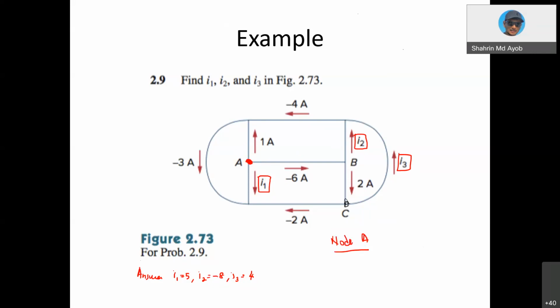All the current entering must be positive, and current out must be negative. Right now, there is no current entering, so all the currents are negative: negative 1, negative 6, negative I1 equal to 0. So we rewrite this: negative 1, positive 6, negative I1 equal to 0. So your I1 is 5 ampere.